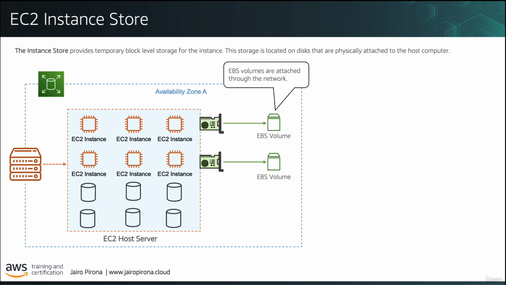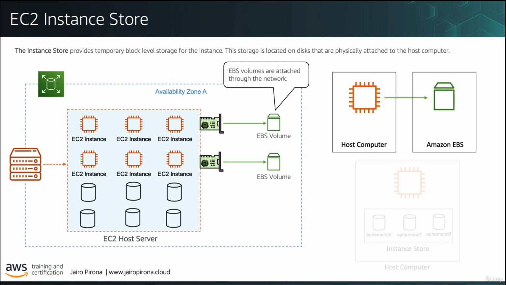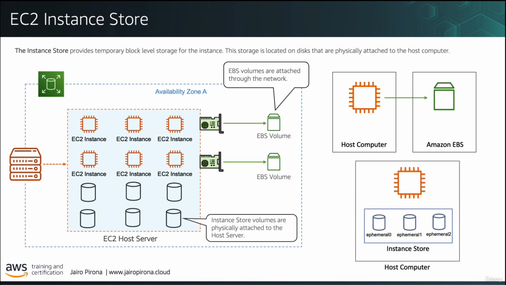So, when you launch an EC2 instance and attach an EBS volume, the instance and the volume are on different underlying hardware. But with Instance Store volumes, the volumes are hosted on the same underlying physical host as that of the EC2 instance. For this reason, Instance Store volumes provide high-speed, low-latency access to data.